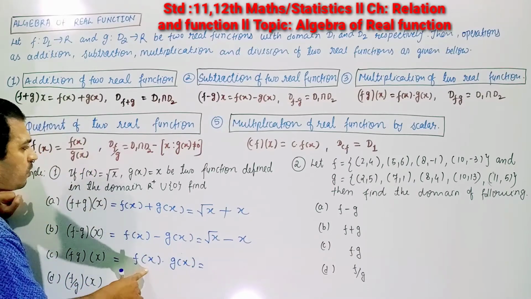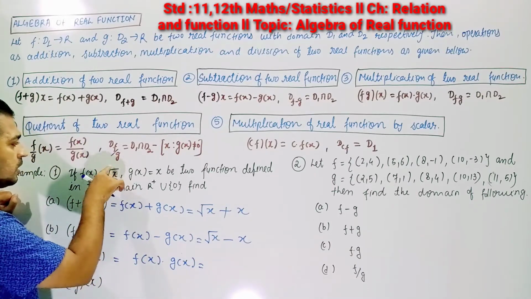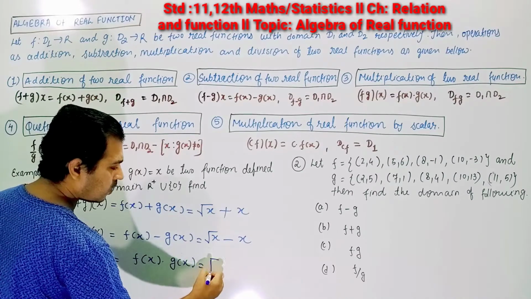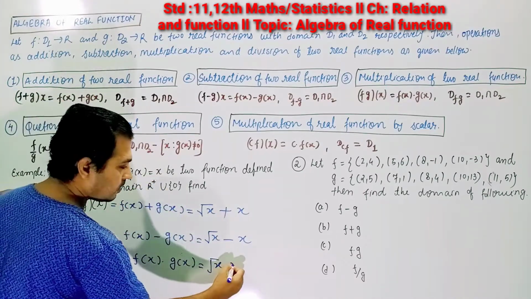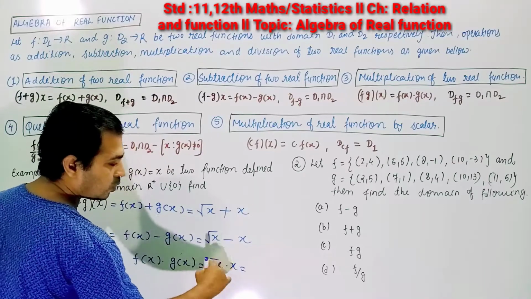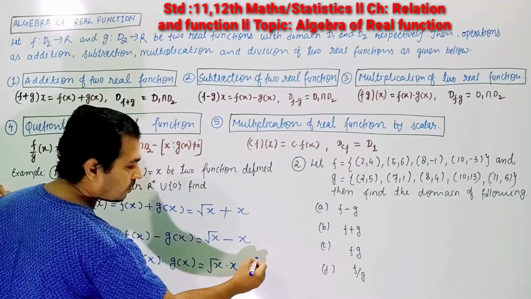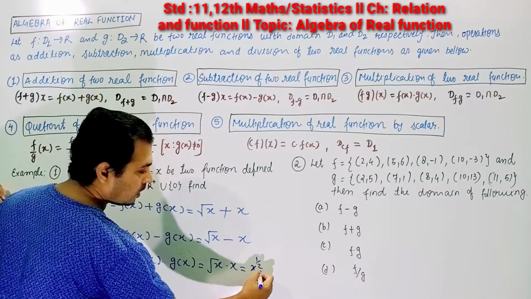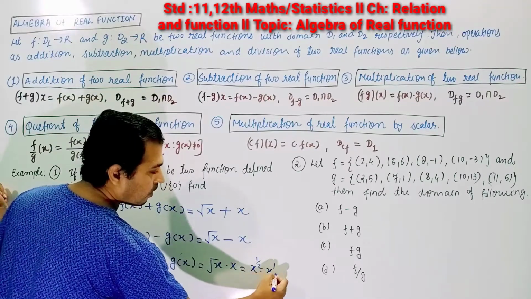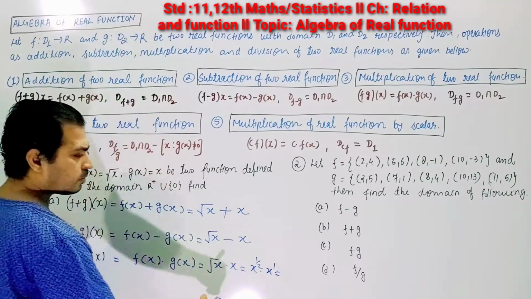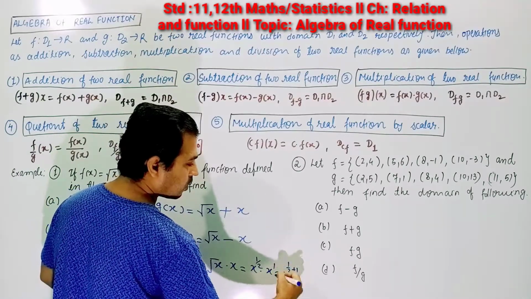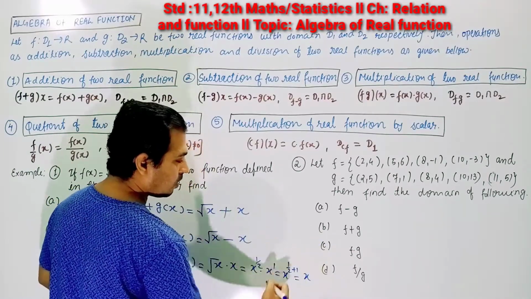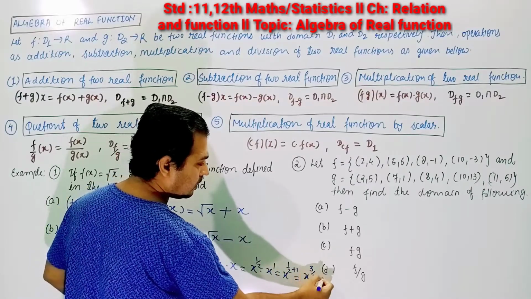So what is the value of f of x? This is equal to root x. And g of x is what? x. So here students, you can write root x as x to the power 1 by 2, and x has power 1. So we can add these powers, 1 by 2 plus 1. So x to the power will be what? 3 by 2.